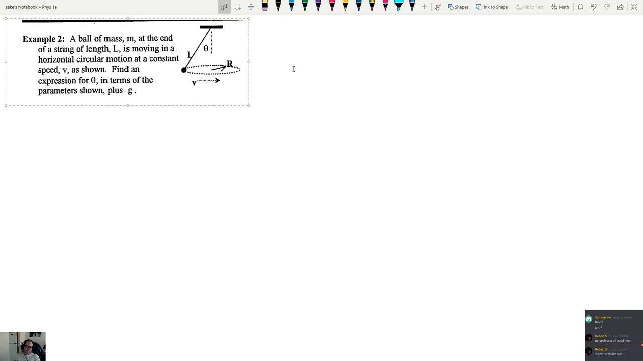All right. Now we want to look at this problem. We have a ball with a mass M at the end of a string of length L. It's moving in a horizontal circular motion as shown at a constant speed V. Maybe there's some kind of machine up here keeping it going in a circular motion, or someone's just holding their hand here and making it happen. We want to find an expression for the angle theta in terms of the parameters shown, L, R, velocity, and obviously g as well. So, a ball being whirled in a circle like this.